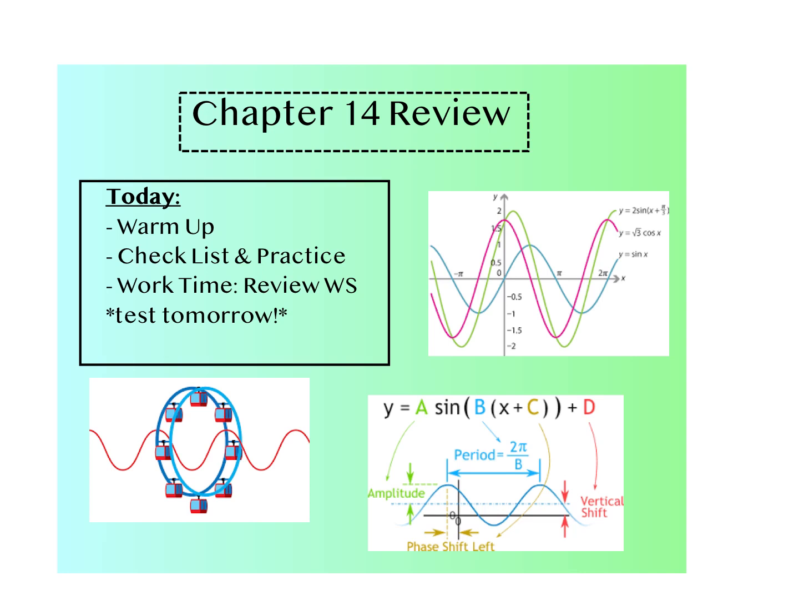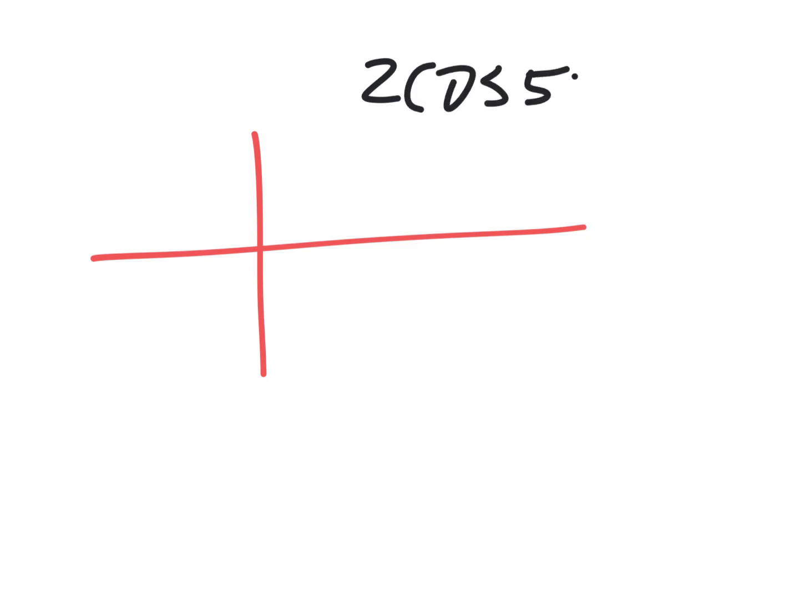I think we should just start this review with a graph of a typical cosine graph. So everybody graph 2 cosine of 5 theta. On your mark, get set, go. Okay, plain old-fashioned cosine, just to make sure you started off on the right foot.